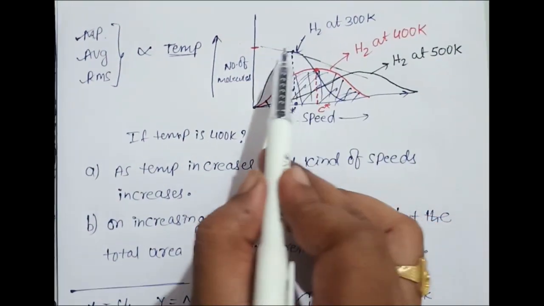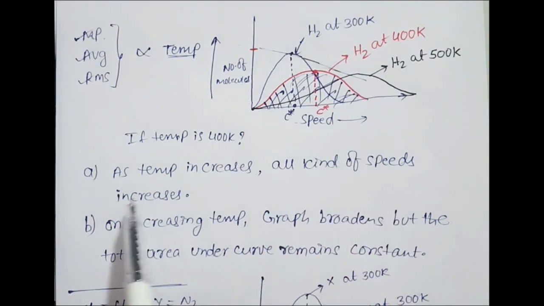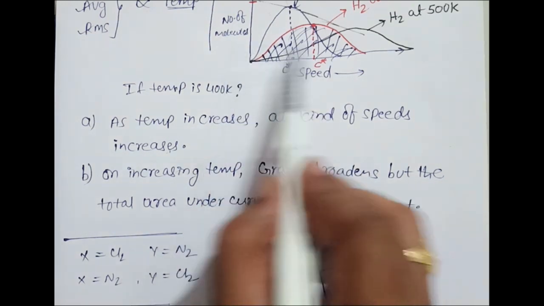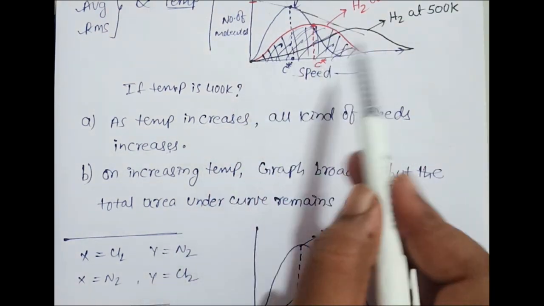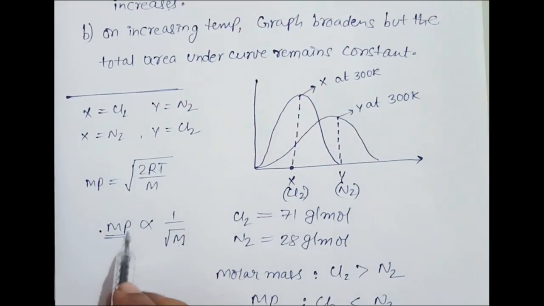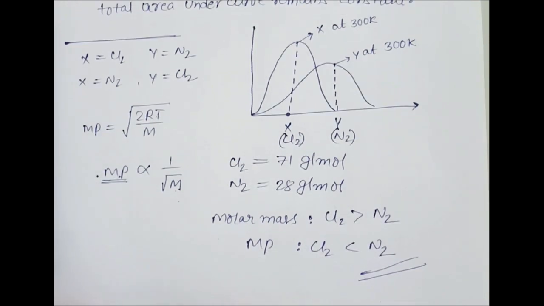Two points. As temperature increases, all kinds of speeds increase. And on increasing temperature, the graph broadens, but the total area under the curve remains constant. And if you have two different gases, then the most probable velocity is inversely proportional to root M. Now I actually want to give some practice questions, but this video is already long and few people get bored after seeing this video. That's why I will explain the numericals based on that in the next video.